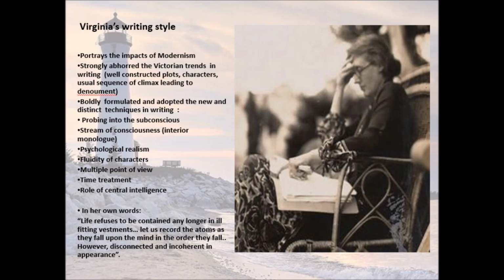While giving an account of the theory of her fiction, Virginia writes, "Life refuses to be contained any longer in ill-fitting vestments. Let us record the atoms as they fall upon the mind in the order they fall, however disconnected and incoherent in appearance." These words of hers highly encompass her experimental nature in bringing out the new techniques and thus in formulating the new shape of the English novel.